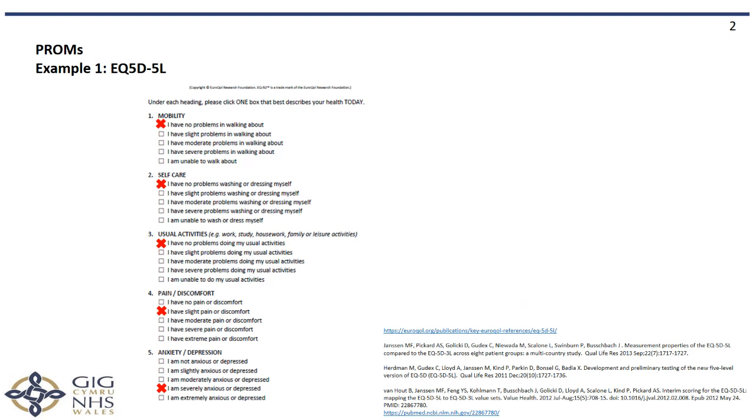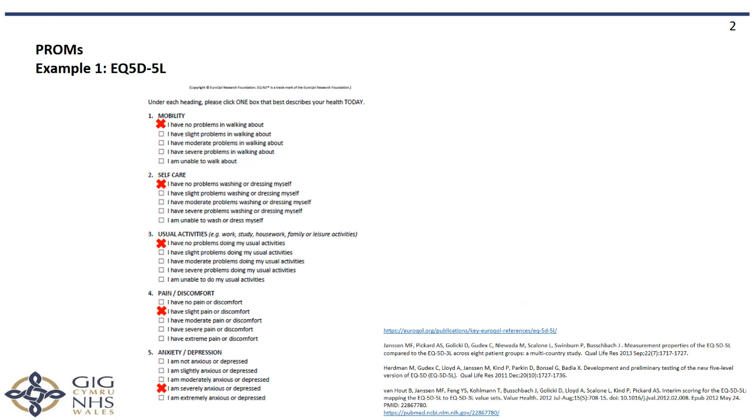So most tools have a scoring algorithm to convert the multiple choice questions into an overall score. And the algorithms for different tools are all different. So some PROM developers or PROM owners will provide us with a piece of software, such as an Excel macro or via a website maybe. We as analysts can upload our PROMs responses and they'll return the PROM scores for us.